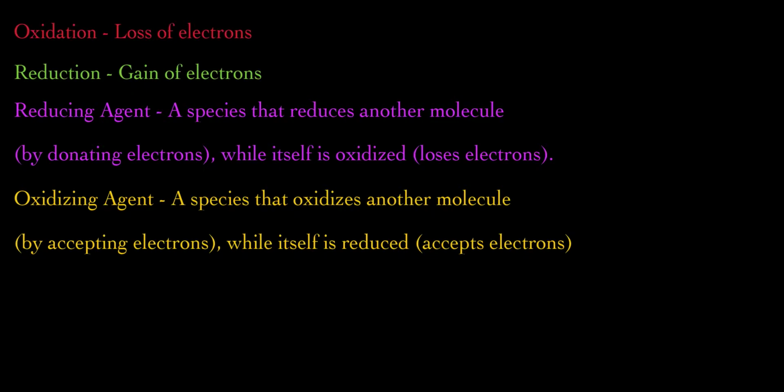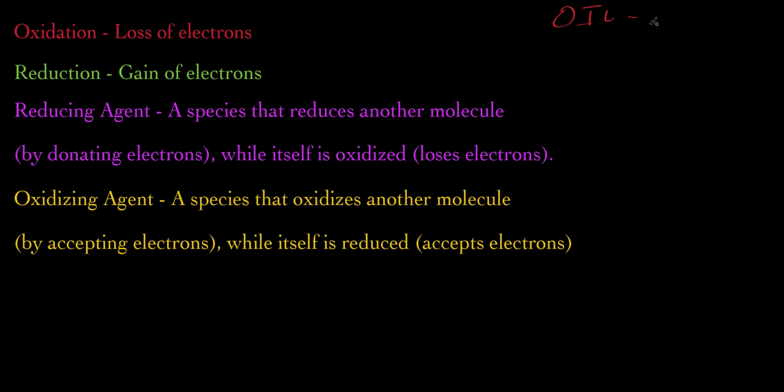I will quickly show you how we can identify oxidizing agents and reducing agents. First thing I want to go over is some definitions, and then I'm going to follow it with an example. So, oxidation is the loss of electrons, whereas reduction is the gain of electrons. The mnemonic for this is OIL RIG.